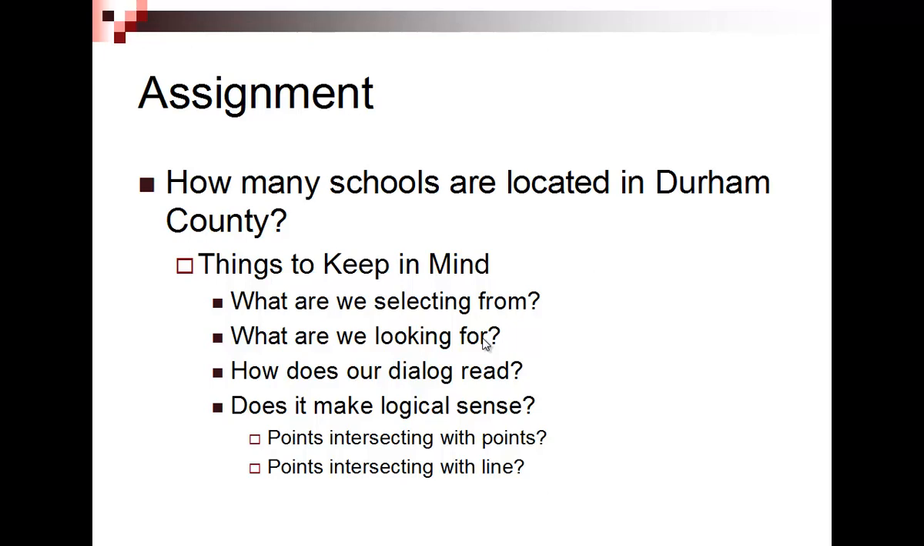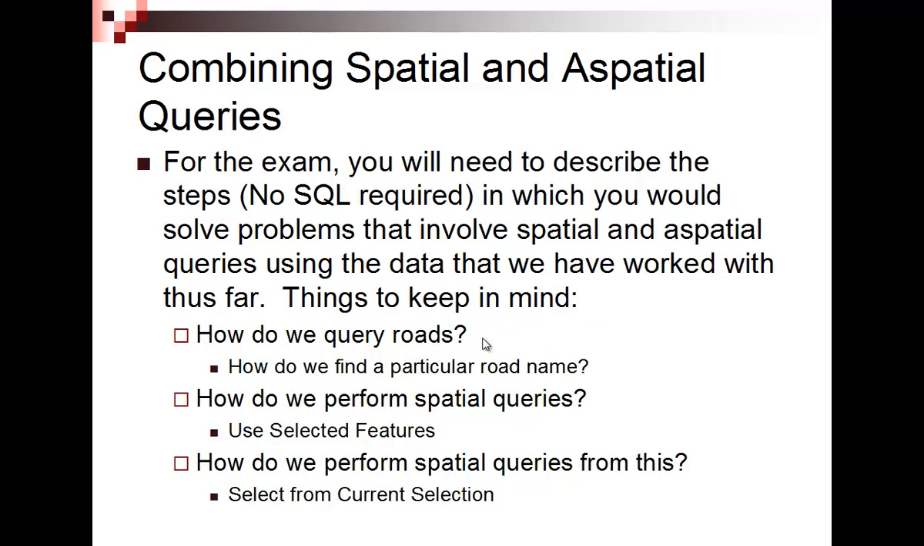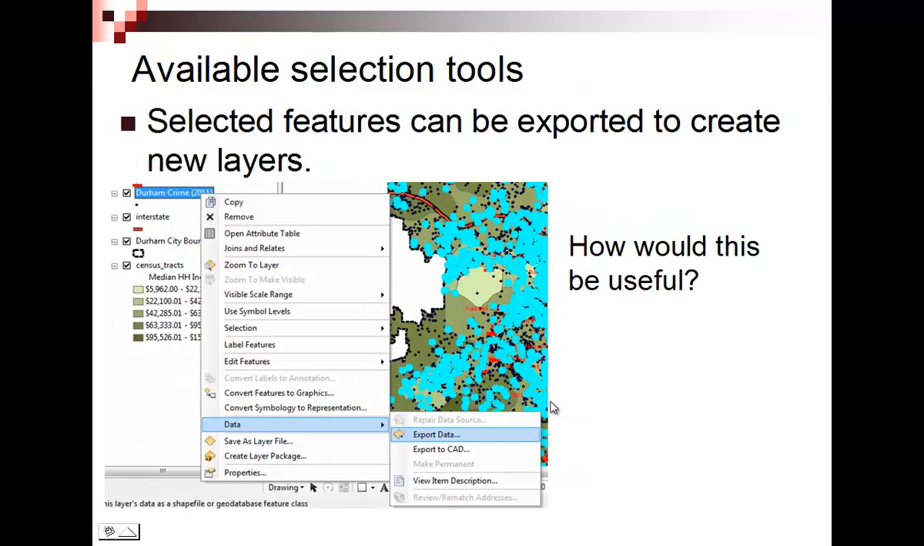So we had some school, this kind of goes through the assignment right here, combining spatial with non-spatial. Okay, for the exam, we'll talk about the exam in class, but you might need to describe the steps. But what is the usefulness of select from current selection, or how do we find a particular road name?